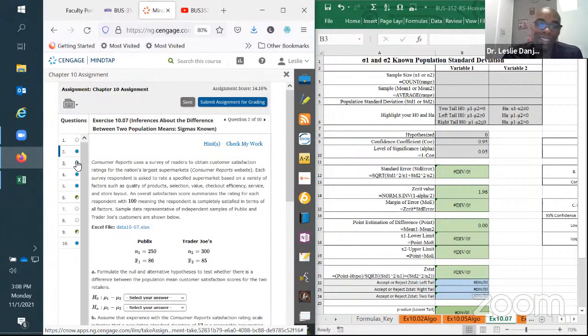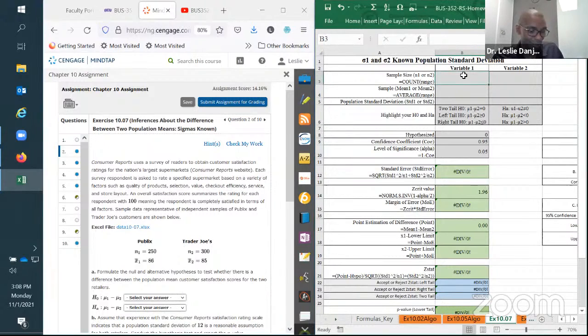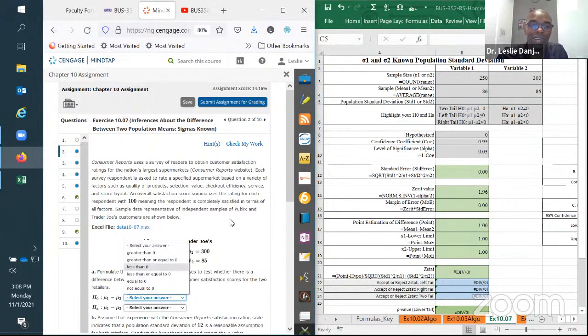All right, so right off the bat, you have your sample size 1, plug it in. Sample size 2, plug in your known values. Just like we've been doing throughout this course, plug in what you know. 85 and 86, they're pretty close, so I don't know if we'll have any major issues. The hypothesized value is 0.